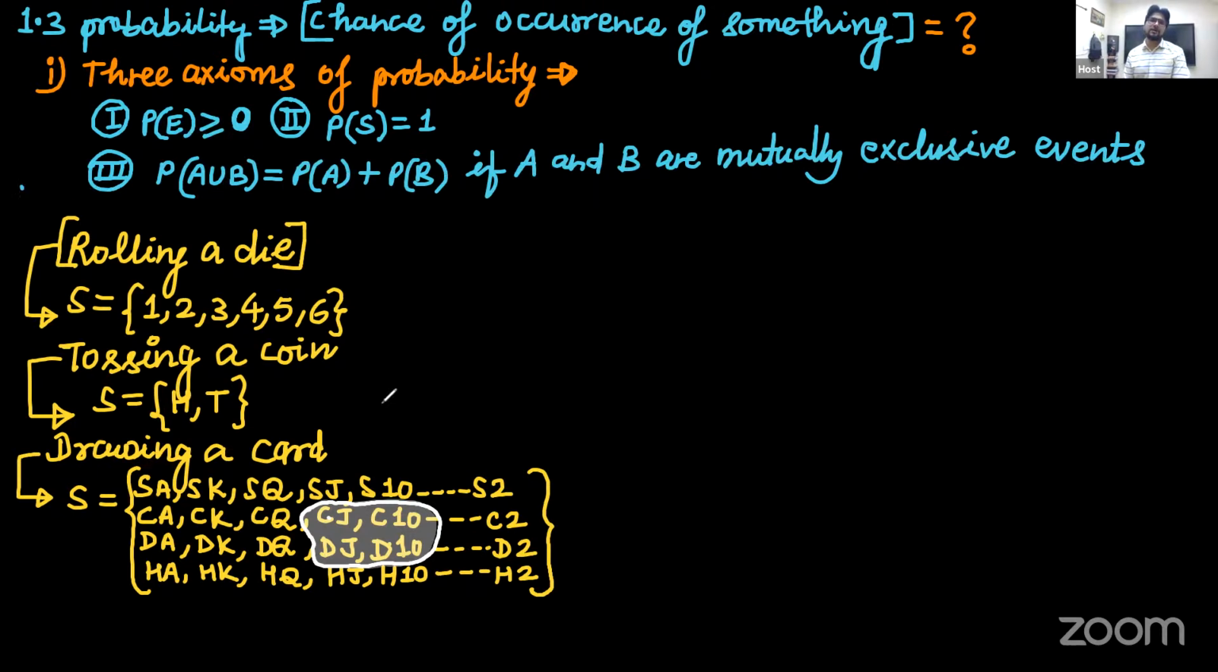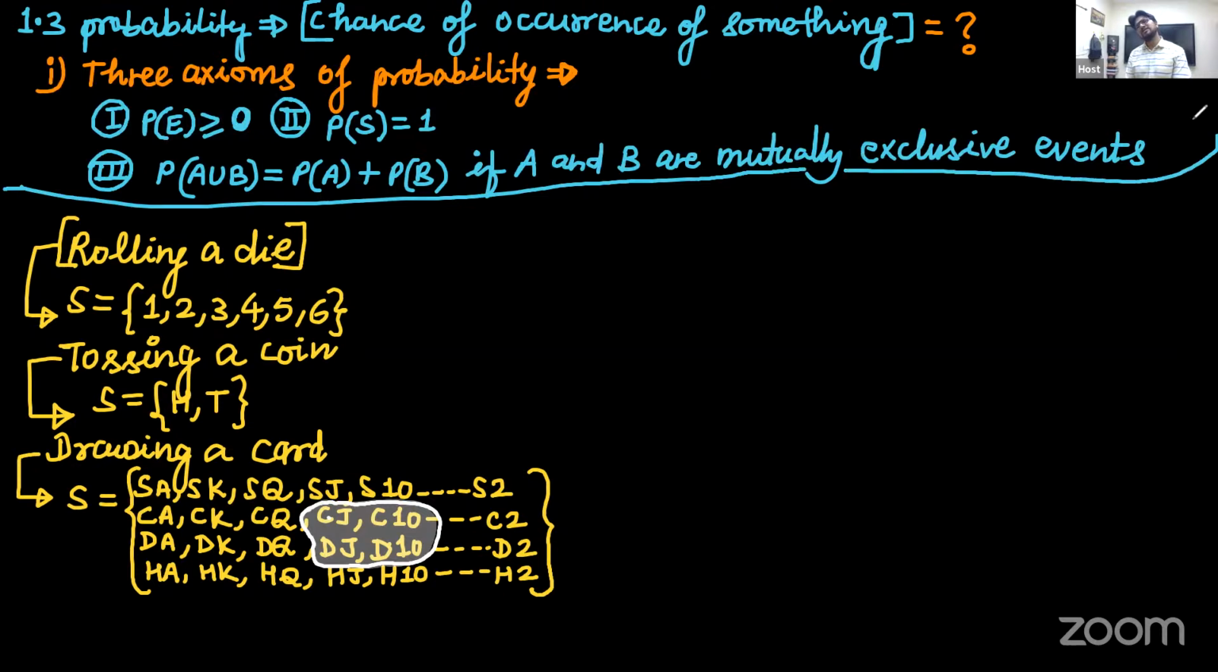As I said repeatedly, only the third axiom is a little challenging to understand, that is, why the union is equal to PA plus PB. As I said, don't apply much brain on axioms. Let's move on to the next thing. Now we can do the analysis of one possible scenario of probability.